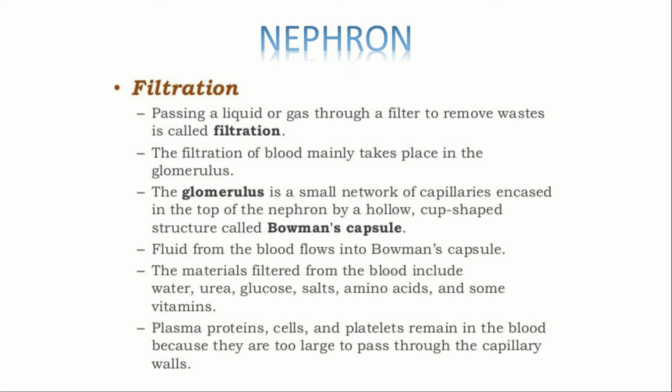Fluid from blood flows through Bowman's capsule. The materials filtered from the blood include water, urea, glucose, salt, amino acids and some vitamins. Plasma protein, cells and platelets remain in the blood because they are too large to pass through the capillary walls.